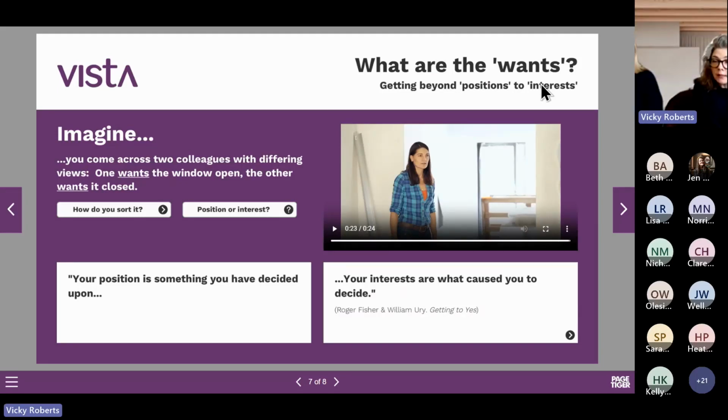So a position is, I want the window open or I want the window closed. The interest, which is what actually you can use to resolve the conflict, is what you really want to work on.